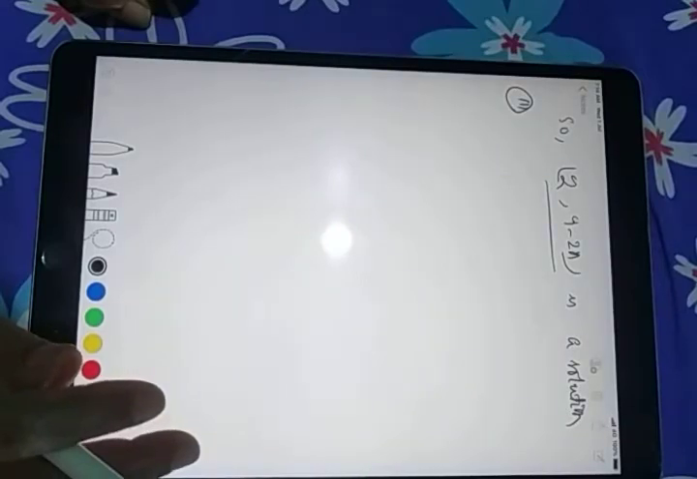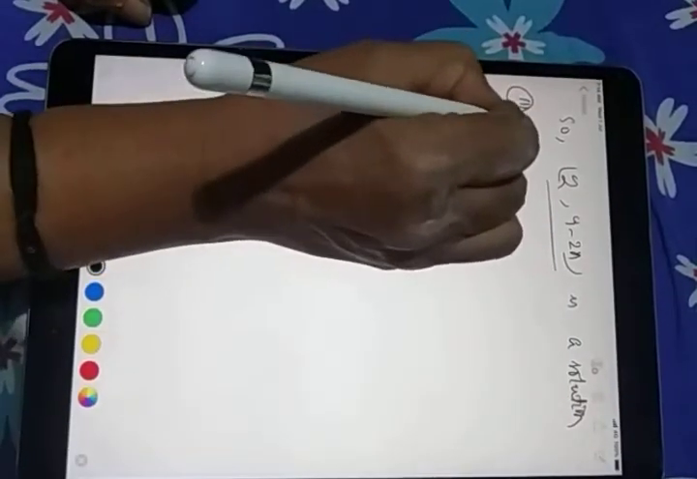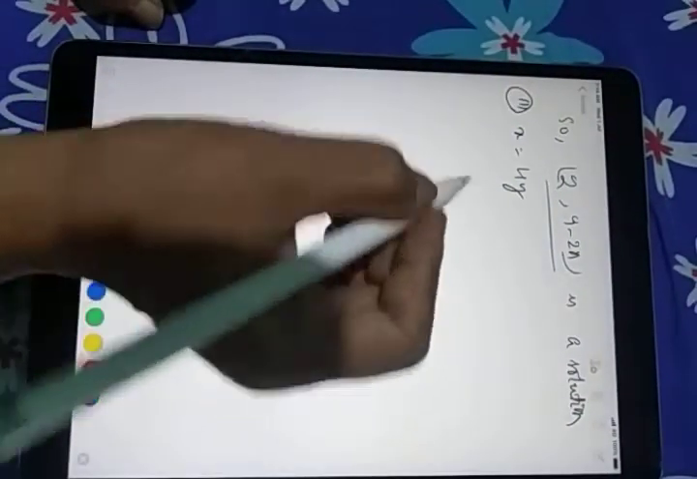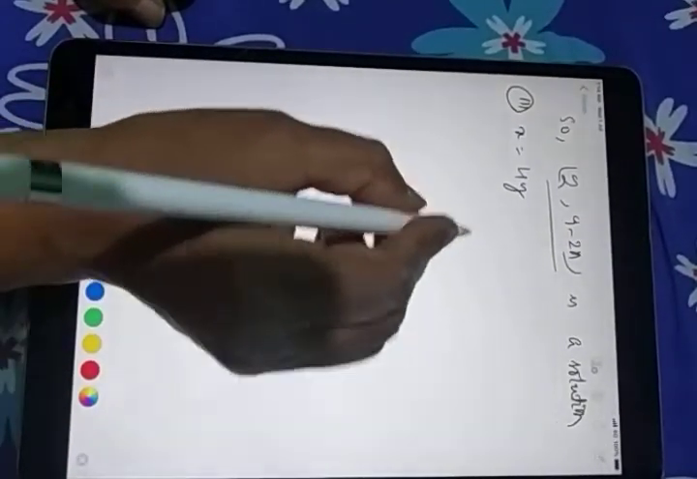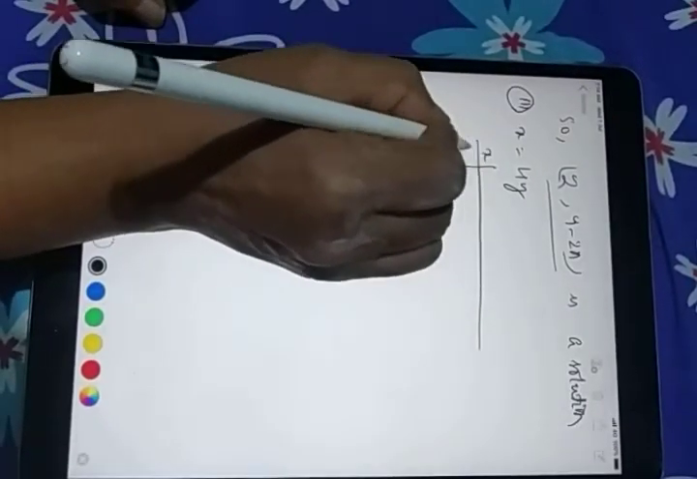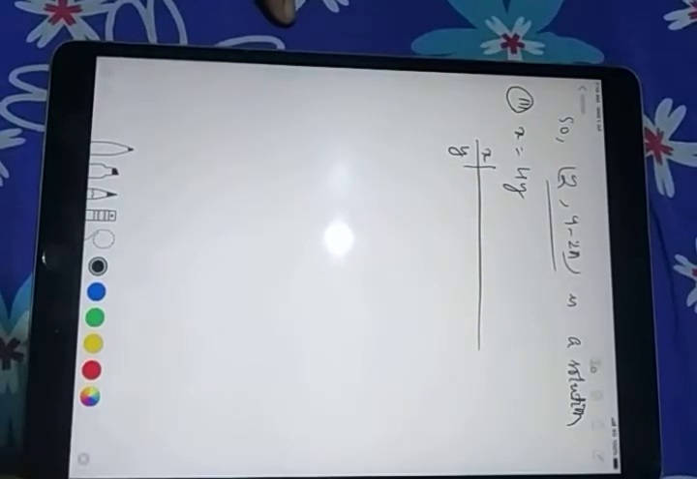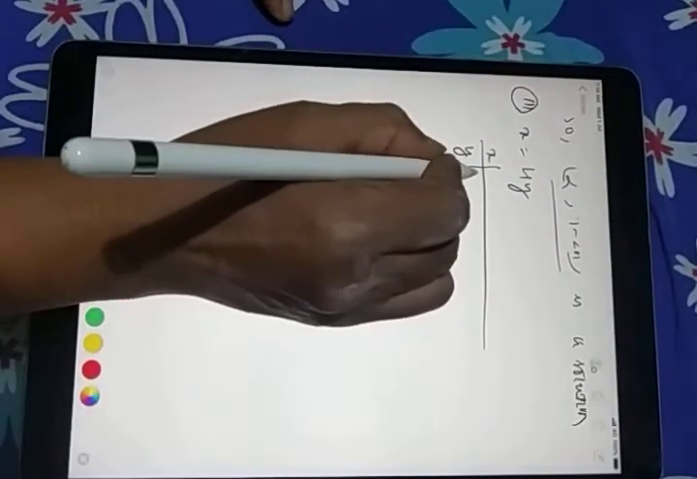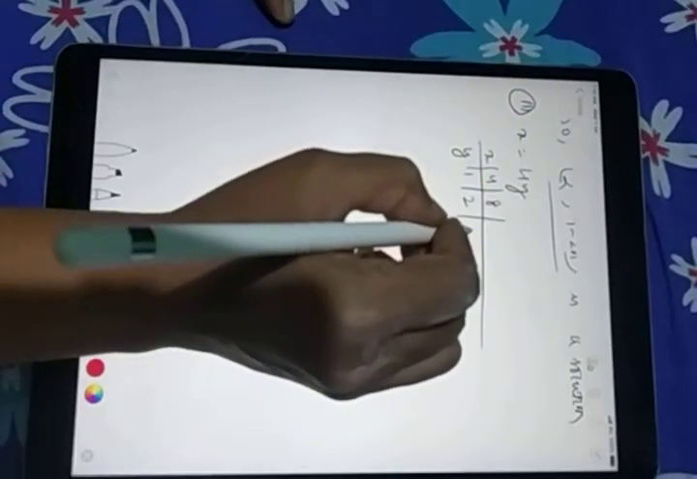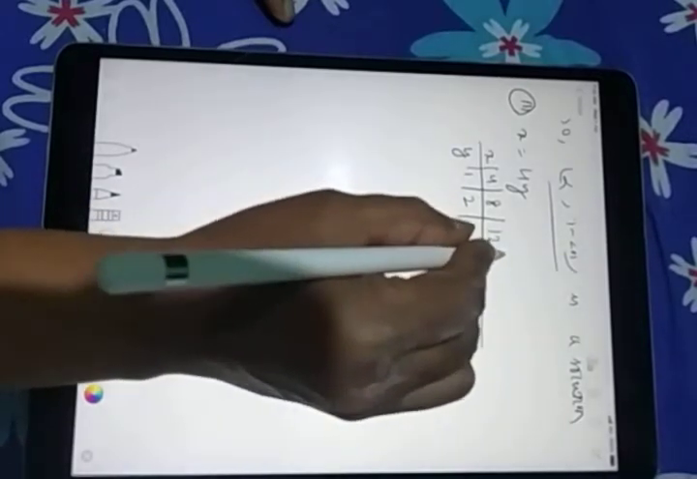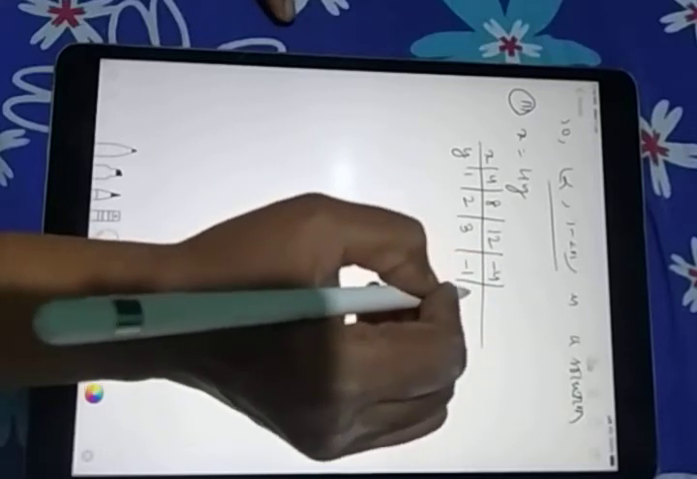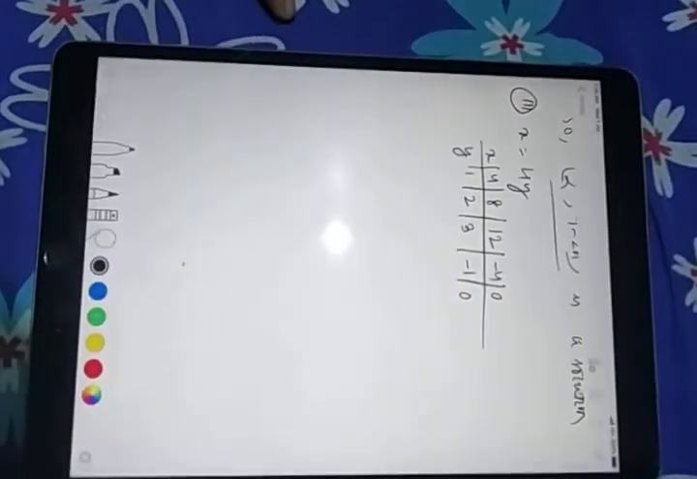Now part 3. Part 3 equation is x equal to 4y. So here y will be equal to x by 4, or x equal to 4y. Easily you can find the solutions. Like this directly also you can find the solution. So here y is smaller. So if y will be 1, x will be 4. If y will be 2, x will be 8. If y will be 3, x will be 12. If y will be minus 1, x will be minus 4. If y will be 0, x will also be 0.